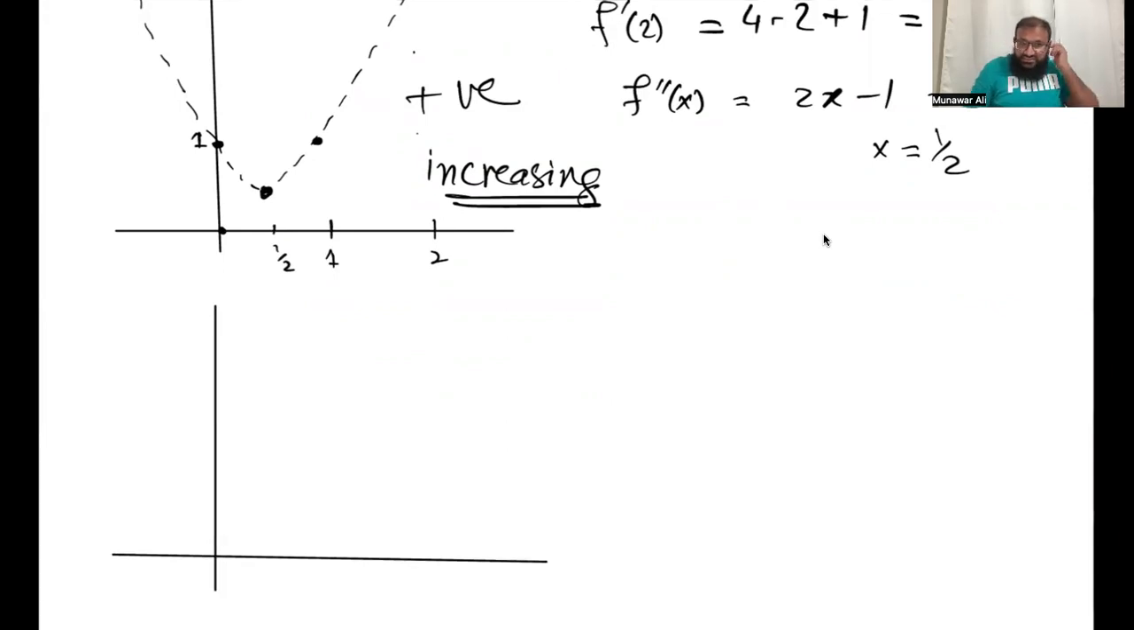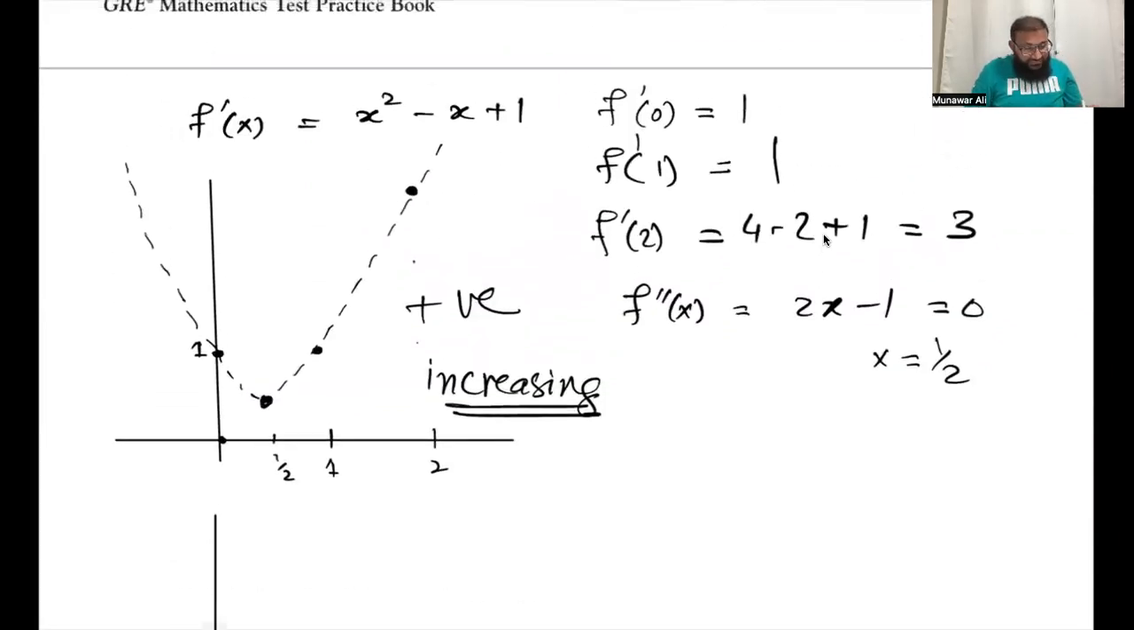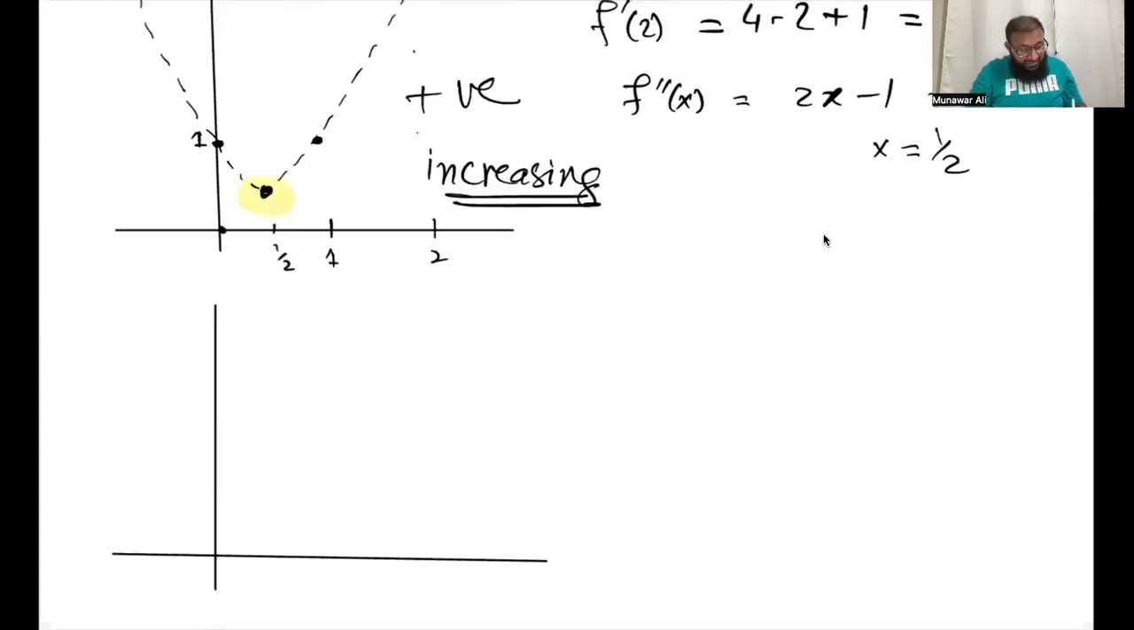You can see that from the function which is in front of you, the slope is minimum there, but it's positive. The function is increasing at 1/2. At 1/2, whatever the value of the function is, the function is increasing. But on the right side of 1/2, the slope increases. So the function increases.